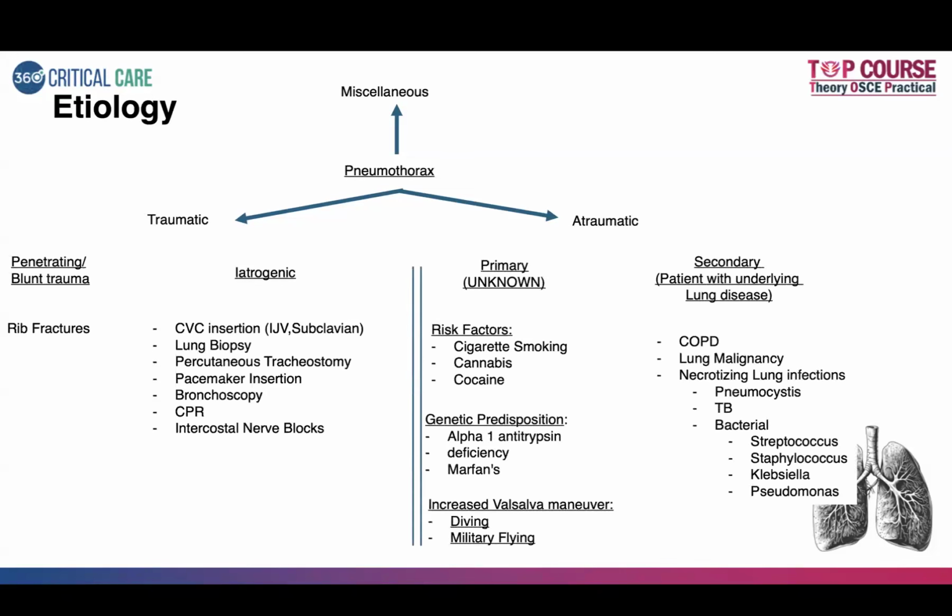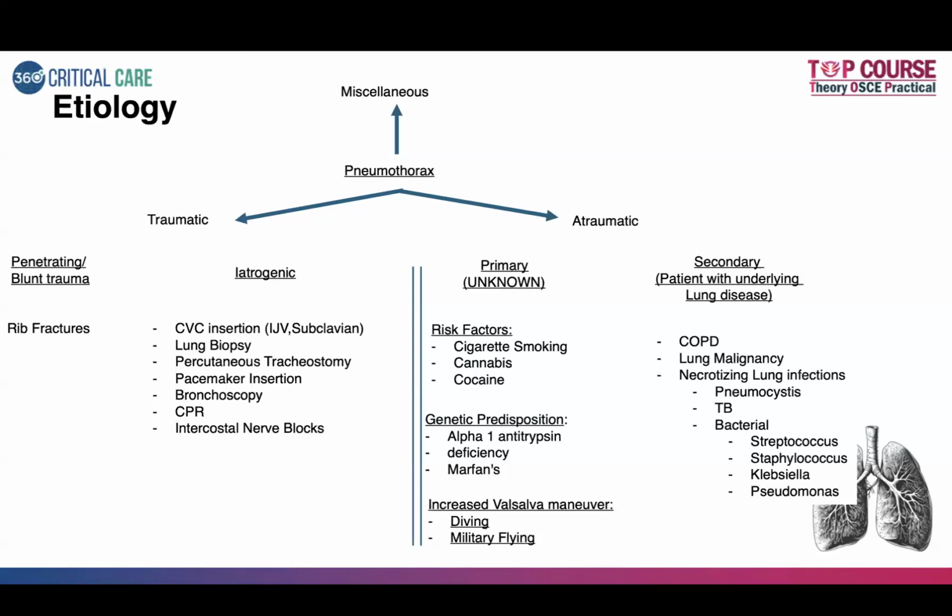Whereas atraumatic can be primary, where the cause is not known. The risk factors for primary pneumothorax can be cigarette smoking, cannabis, or cocaine. Or there can be genetic predisposition like alpha-1 antitrypsin deficiency or Marfan syndrome. Or due to increased Valsalva maneuver as seen in deep diving or military flying, whereby there are large pressure changes.